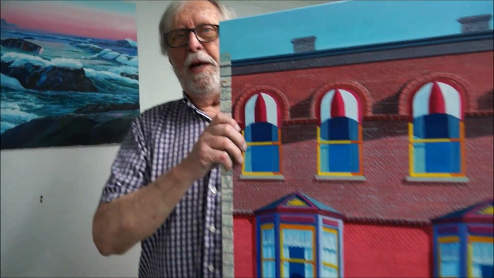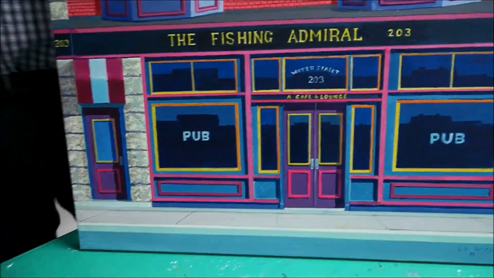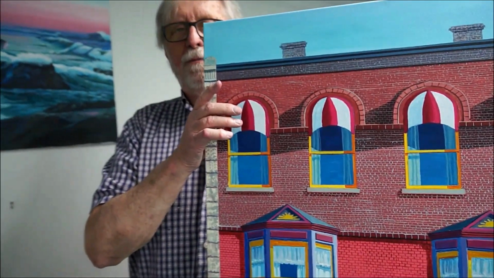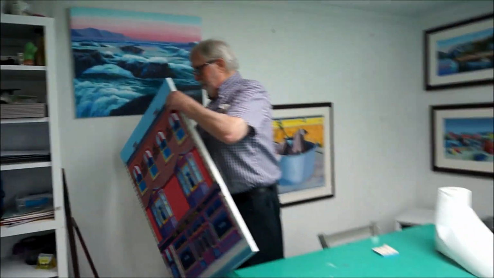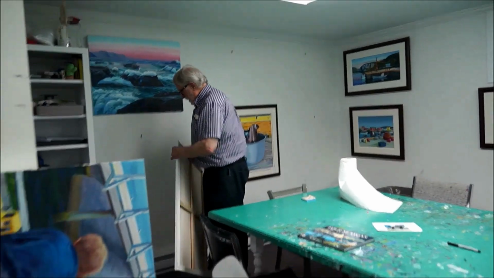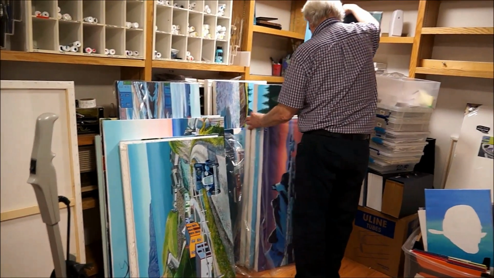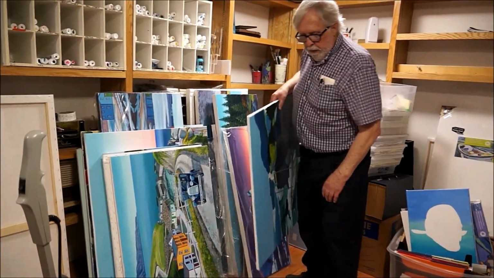It was a pub we used to go to years ago. It doesn't exist now, the building does, but the Fishing Admiral is long gone. I don't know what's in it now. It's on Water Street. This is the one.